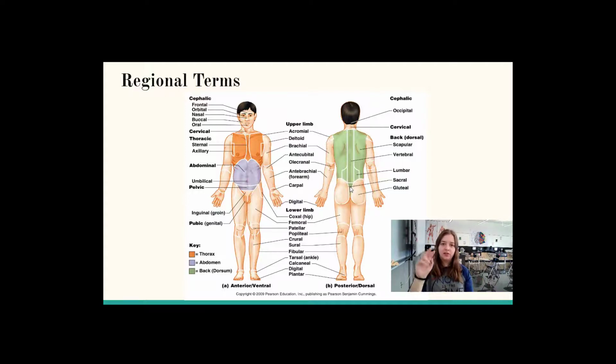Inferior to that, your tailbone, which isn't actually what it's called. It's called your sacral region. And then the glutes are called the gluteal region.